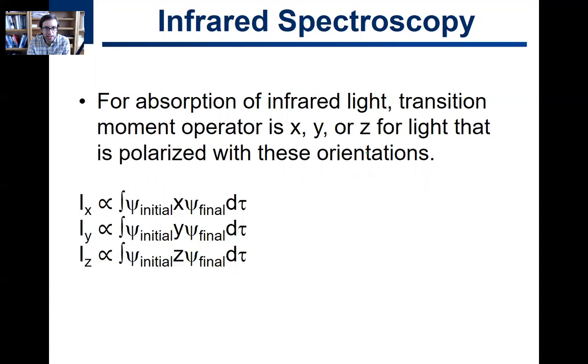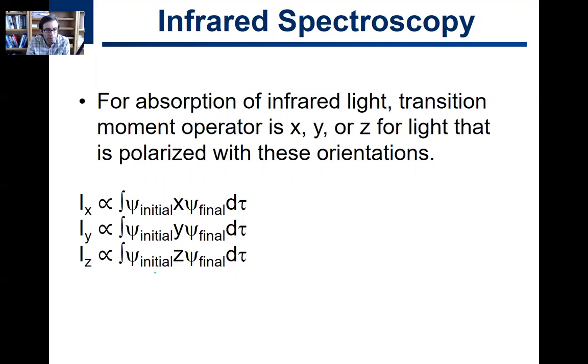Practically, for most experiments, it's all three of these vectors. But strictly speaking, it's x polarized light for the x vector, y polarized light for the y vector, z polarized light for the z vector. How do you define x, y, and z? Well, z is defined as your principal rotation axis, like we talked about all this time. And again, this is the same sort of integral, but now I've plugged in x, y, and z to get the intensity with these different polarizations of light.